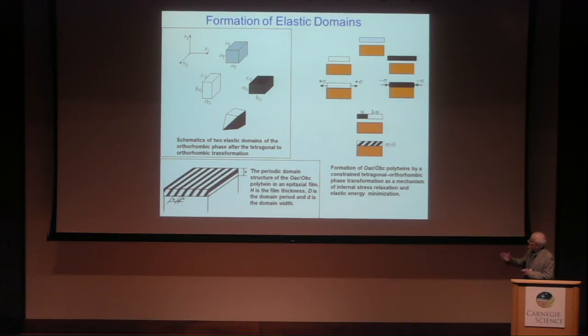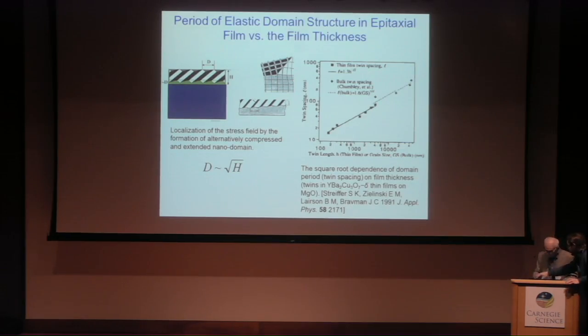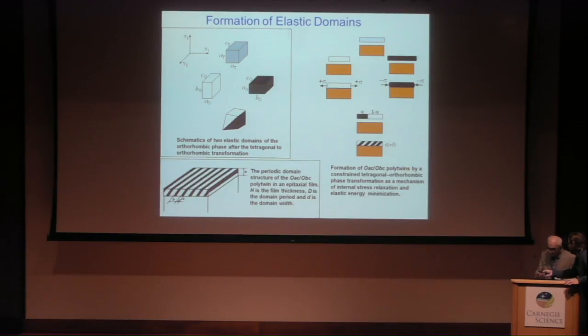By the way, that is exactly the geometry of the high temperature superconductor, where the tetragonal phase transforms into the orthorhombic. On the left side you can see the lattice parameters a and b. What are the necessary conditions for formation of such a domain structure? Let's just look at the right side.